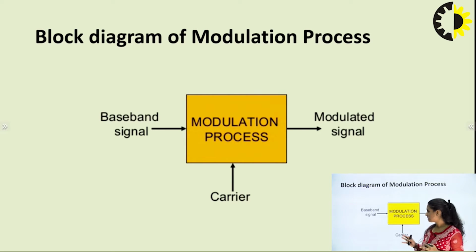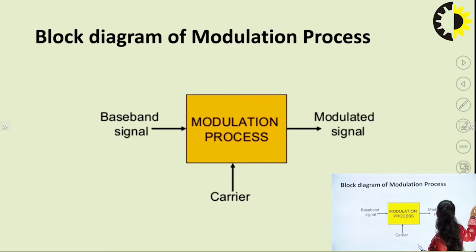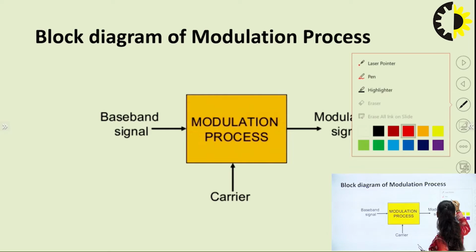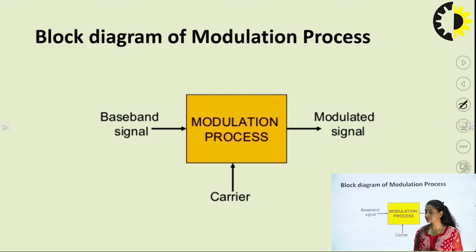So, what is basically modulation? In modulation, let us consider it a black box, and we give two kinds of input to it, the message signal and the carrier signal, and what we get as a result is my modulated signal. So what happens basically? We need to understand the process of modulation.